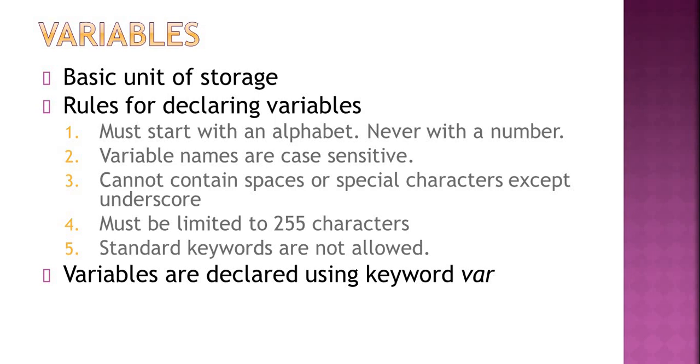Now let us see how we can declare variables. For declaring variables, we have to use the keyword var. Example, var a. Here a is a variable. Here a is the name of the variable. Next, example, var x, y, z. If we want to declare more than one variable, then we can use a comma in between to declare variables.